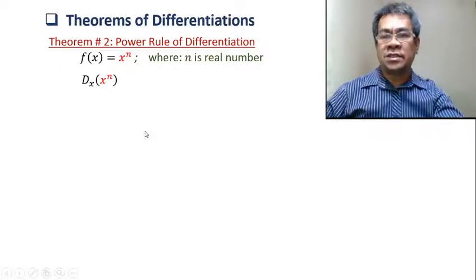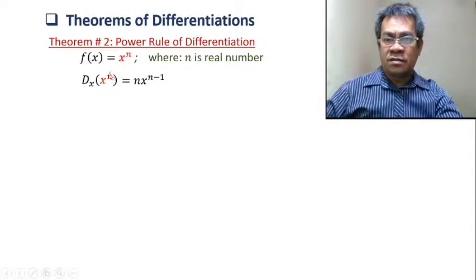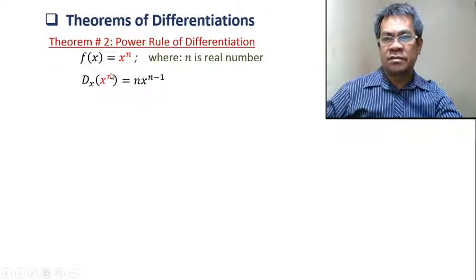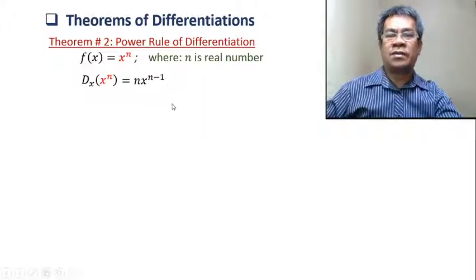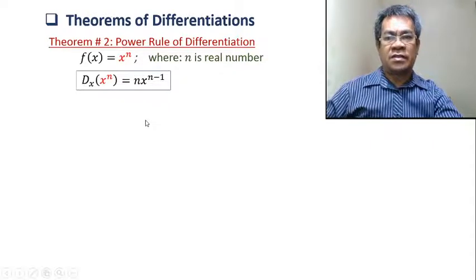The answer is, you can imagine that you have to drop this n just into x. Remember, this is 1. So it is simply 1 times n, so it becomes n. And the exponent, which is the real number, should be subtracted by 1. That's it. This is now the derivative of the function.